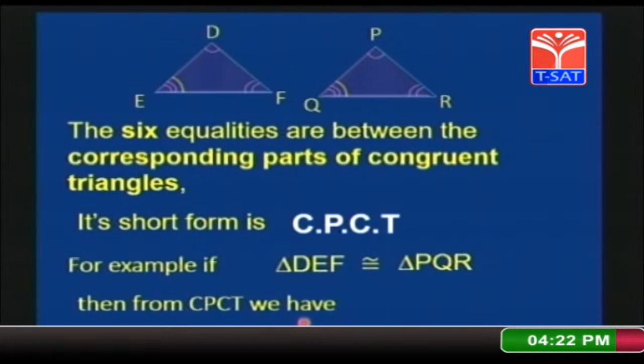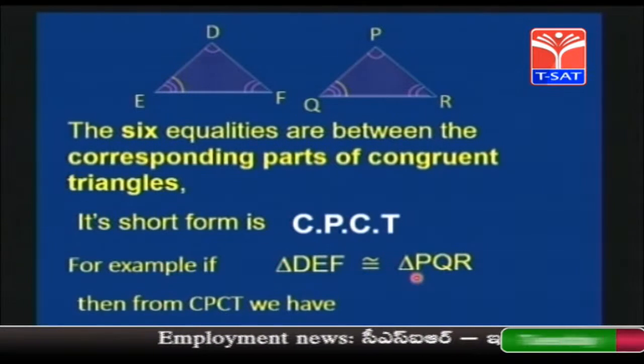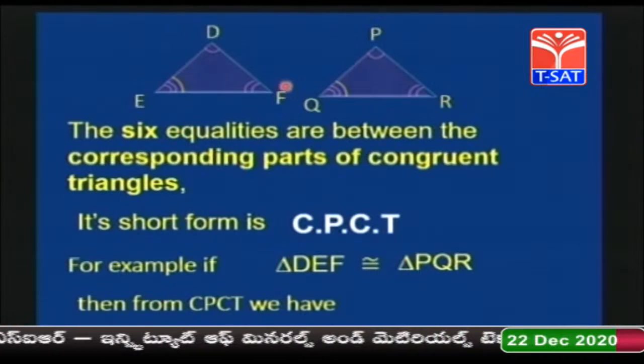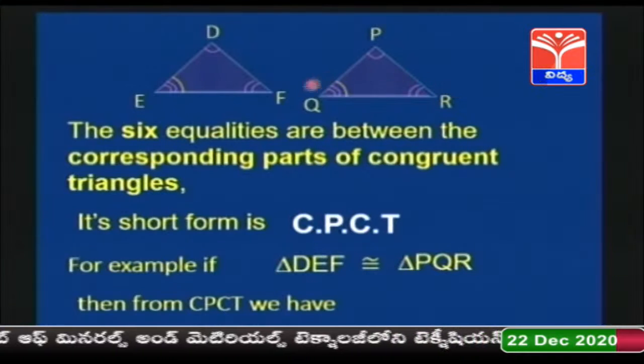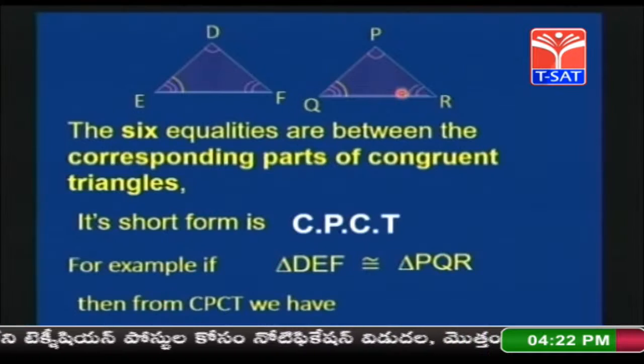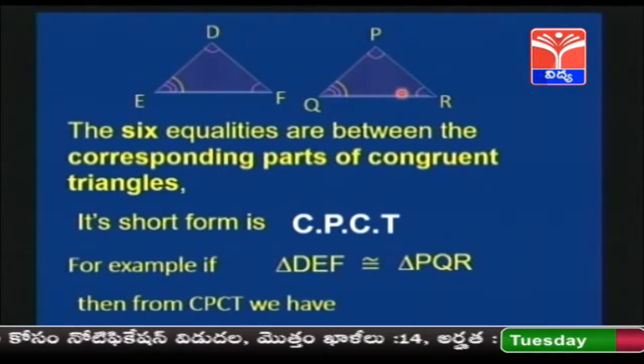Now same, triangle DEF is congruent to triangle PQR. These two triangles are congruent, meaning the 3 pairs of corresponding angles are equal. So among the 3 angles, I can select any angle. Here I am selecting the angle F, its corresponding angle is R. So these two angles are equal. So angle F equals angle R.